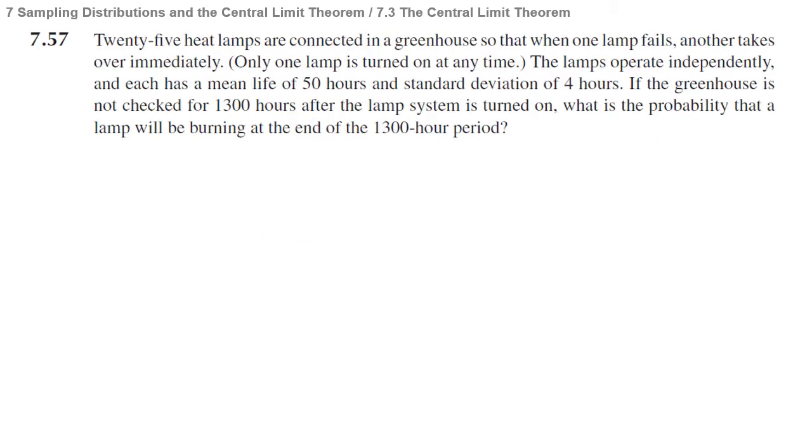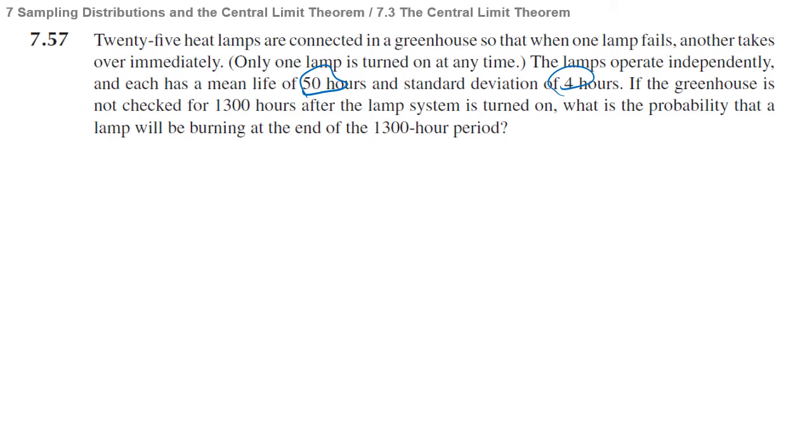Okay, let's move on to exercise problem 7.57. 25 heat lamps are connected in a greenhouse so that when one lamp fails, another takes over immediately. Only one lamp is turned on at any time. The lamps operate independently and each has a mean life of 50 hours and a standard deviation of 4 hours. Each lamp has a mean life of 50 hours and standard deviation of 4 hours.